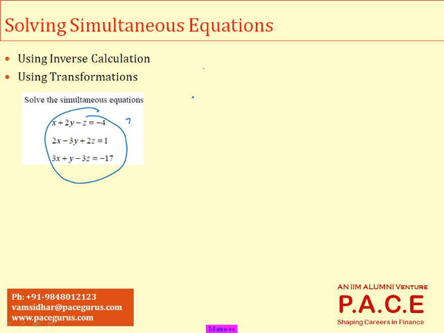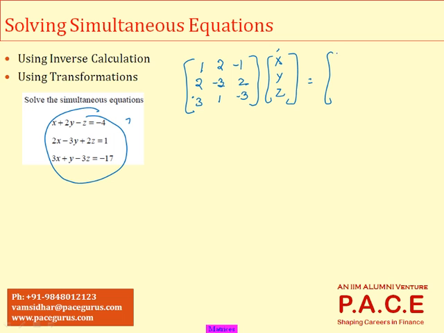First thing, write the coefficients in the form of a matrix. x plus 2y minus z, so 1, 2, minus 1. Then 2, minus 3, 2. Third equation, 3, 1, minus 3. So this is the original matrix. Write it multiplied into x, y, z. If you multiply it, it is nothing but x plus 2y minus z, and so on. So equate it to minus 4, 1, minus 17.